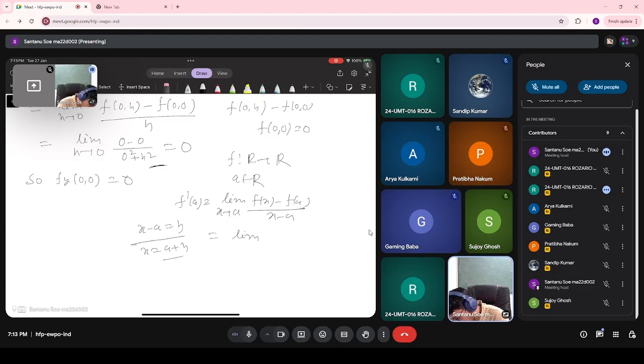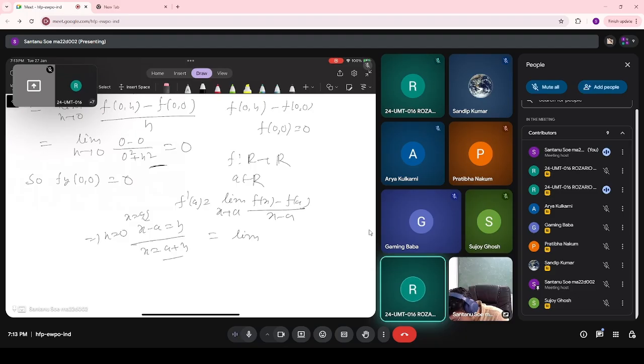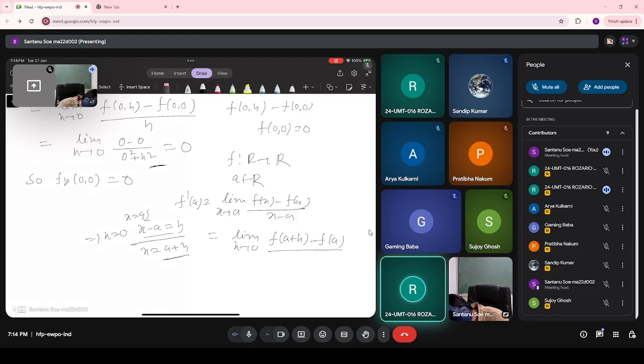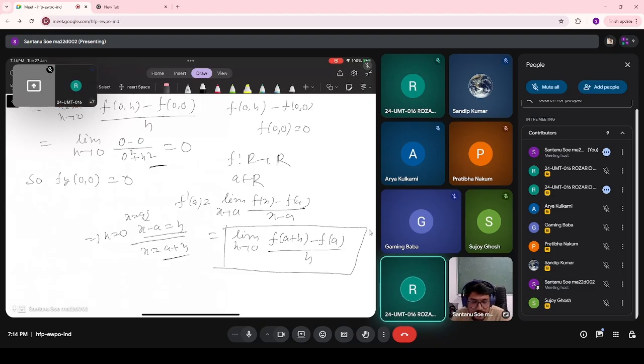Now as x tends to a, this h will tend to 0, because if you just put x equals a here, this will imply h equals 0. But you cannot directly put h equals 0, because h is in the denominator. So we just say that if x is approaching a, h will approach 0. Now what is x? x is a plus h. So this will be f of a plus h minus f of a, and x minus a is nothing but h. So that's how the definition comes in one variable. Similarly, you can do it for two variables also.